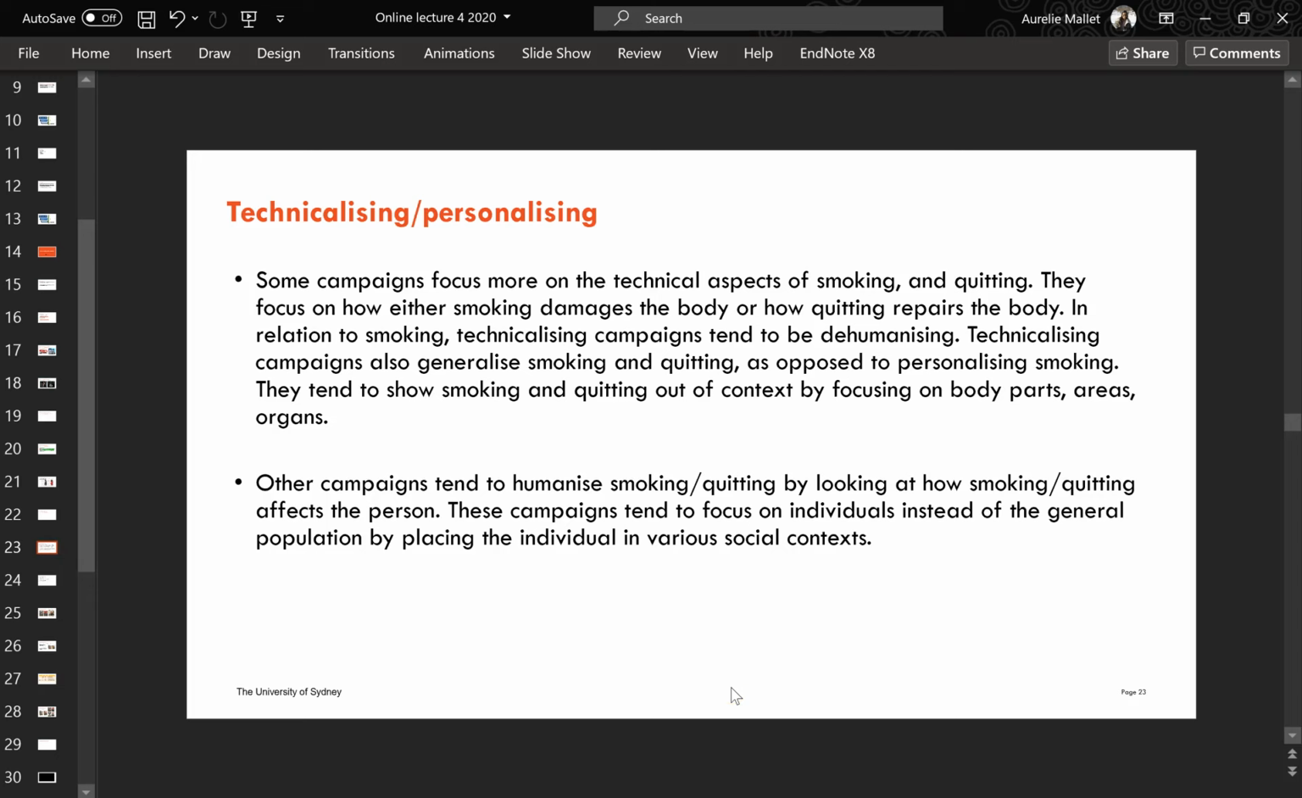Now, what about the image? There are a lot of images on the pack. How is technicalizing realized in the image? It's realized in a very similar way to the language. Instead of spelling out the words, they actually show you images of those body parts, organs and limbs, clearly illustrated here. Here, this is a diseased lung, this is a diseased foot, this is diseased gum and teeth. So same thing: technicalizing campaigns focus on damaged body parts, organs, and limbs. You can see that in the image and in the language.